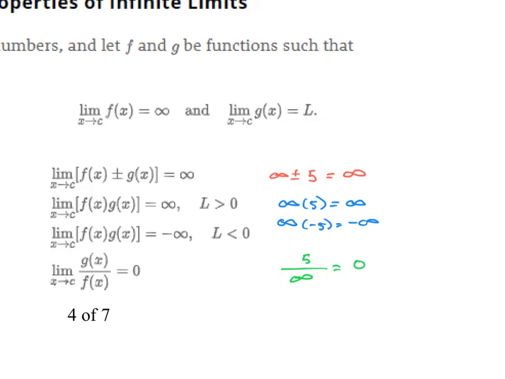So anytime you have infinity plus or minus a constant for limits, that's equal to infinity. Anytime you have infinity times a constant, that's equal to positive infinity or negative infinity. Again, we're talking about just limits here. And that's dependent on the signs of the infinity and the constant. And then anytime you have a constant divided by infinity, that limit approaches 0. And this last one's going to be really, really important for us to use. We're going to use something like this to answer several questions moving forward.